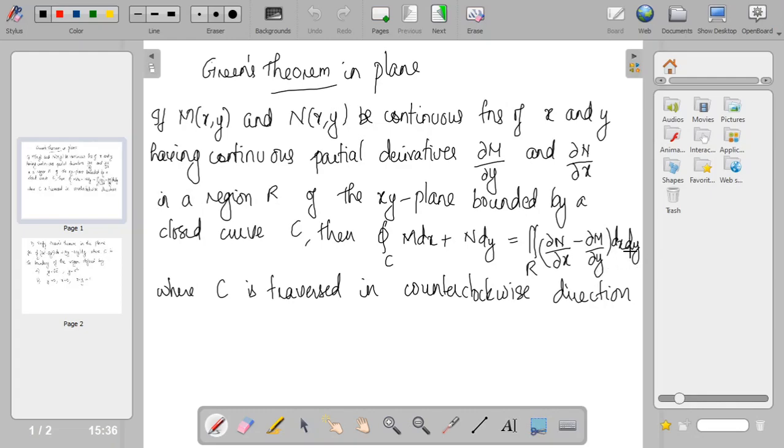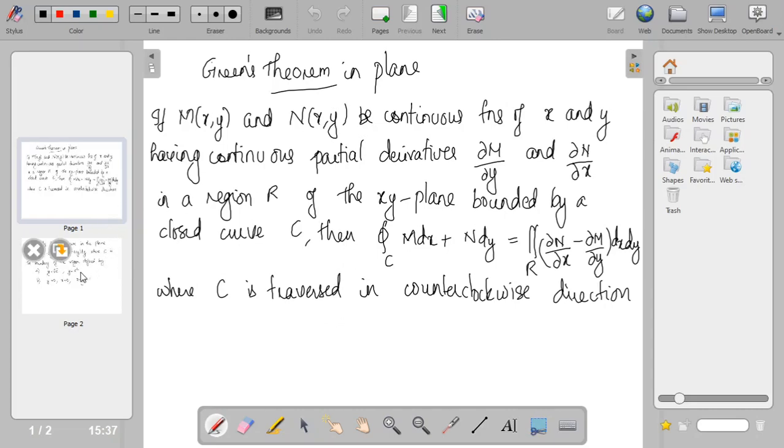The order depends on how we are solving. So the integrand will be ∂N/∂x minus ∂M/∂y. So that is the Green's theorem. So by Green's theorem, provided M and N satisfy the given condition and R is a region bounded by a closed curve, then the integral over C of M dx plus N dy will be equal to the double integral over R of (∂N/∂x minus ∂M/∂y) dA. You can take it as dA, so it can be of any order, and here C will be taken in the anti-clockwise or counterclockwise direction. So that is the Green's theorem.